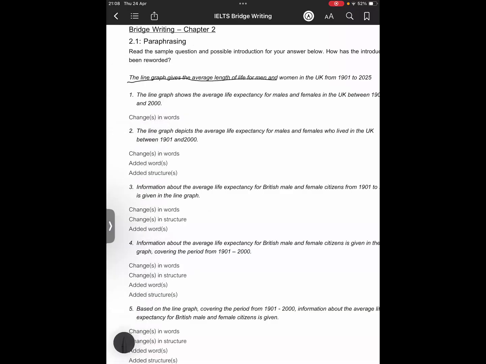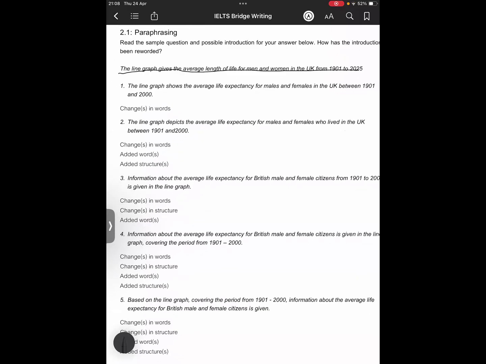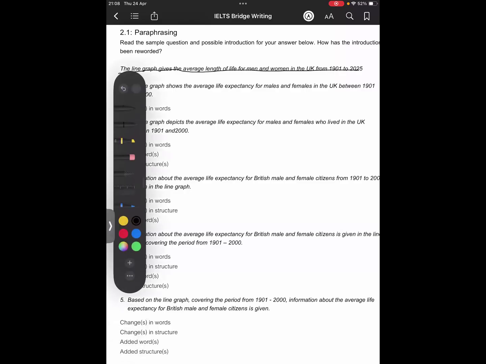So suppose we are given this sentence. The line graph gives the average length of life for men and women in the UK from 1901 to 2025. Now some people would paraphrase by replacing some of the words with their known synonyms. For example, if you look at the word "gives," some of you might want to replace that with "provide" or "show," which is okay.